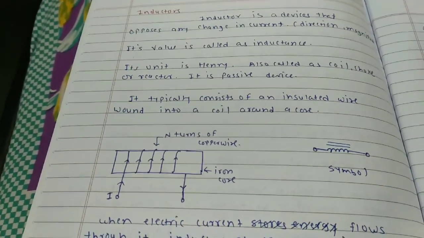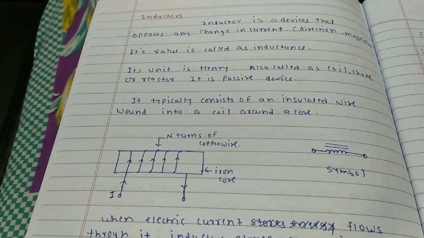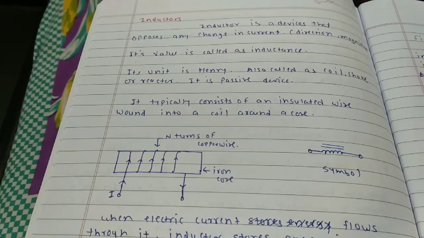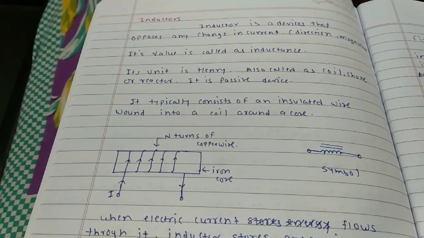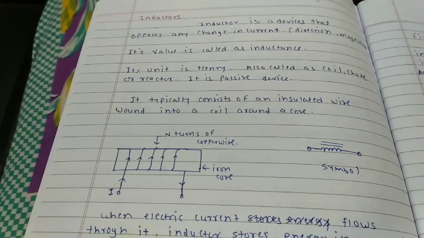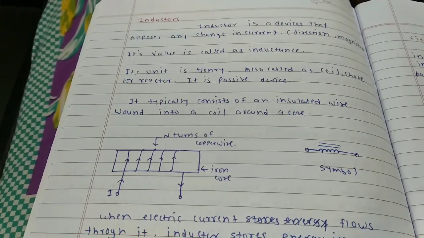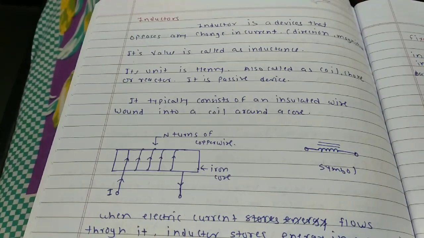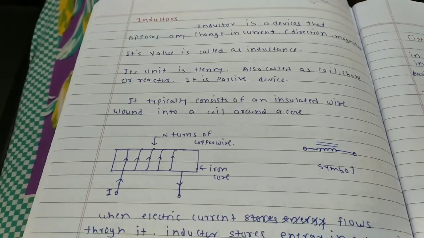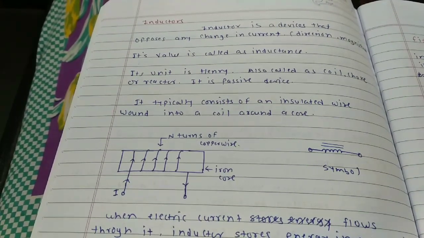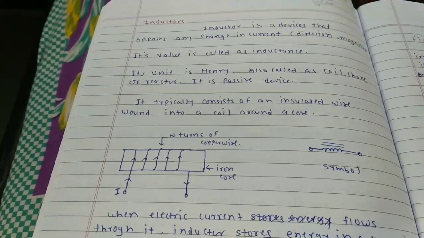Its value is called inductance. The value of a capacitor is called capacitance, the value of a resistor is called resistance, and in the same way the value of an inductor is called inductance. Its unit is Henry, and an inductor is also called a coil, choke or reactor. It is of course a passive device, that means it does not amplify the signal, that is, the current flowing through it.